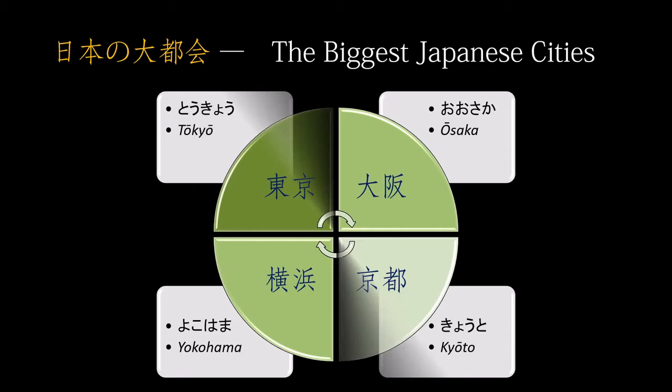And let's see what we have here. In our first set, we have covered the most important cities, and that is Tokyo, Osaka, Kyoto, and Yokohama. These are arguably the four biggest Japanese cities, and as you can see here, I have provided you with the kanji in the central part of this illustration, and after that you have the reading and the Romaji transcription. So the first city is Tokyo, after that Osaka, Yokohama, and Kyoto.